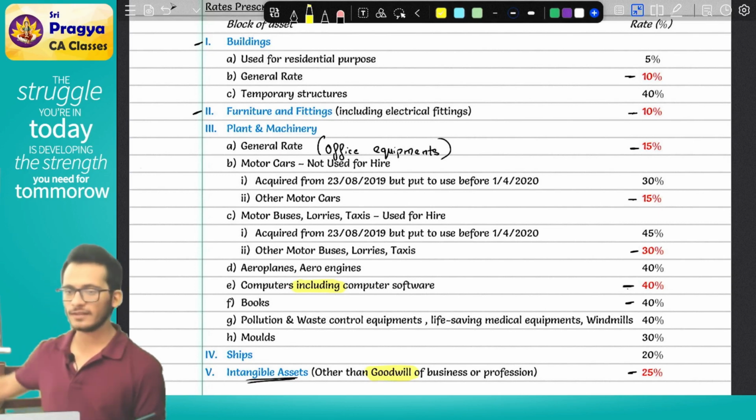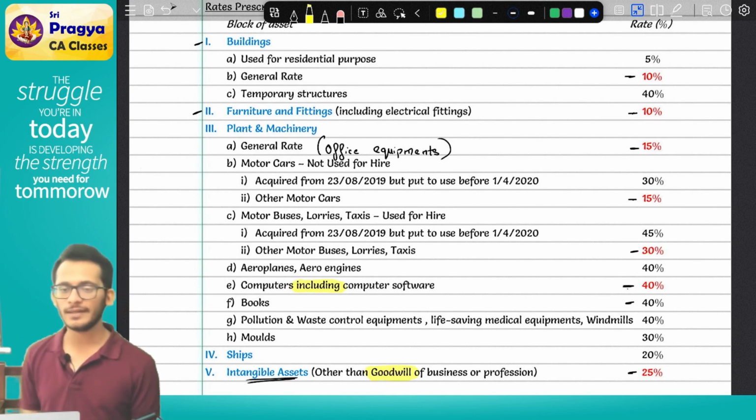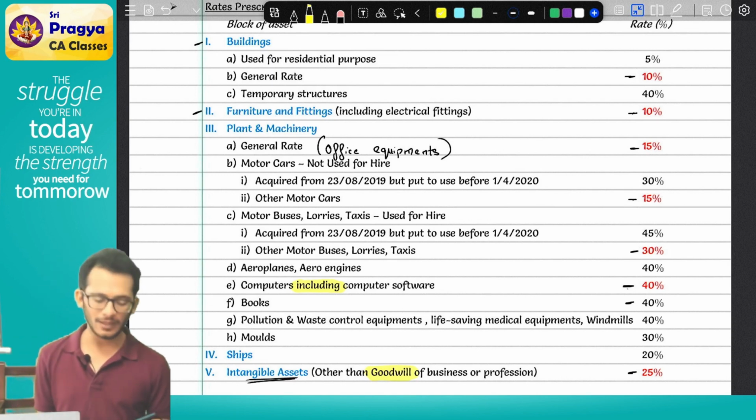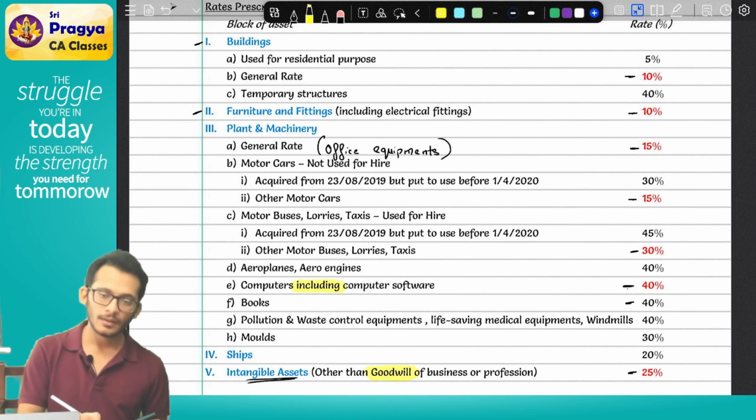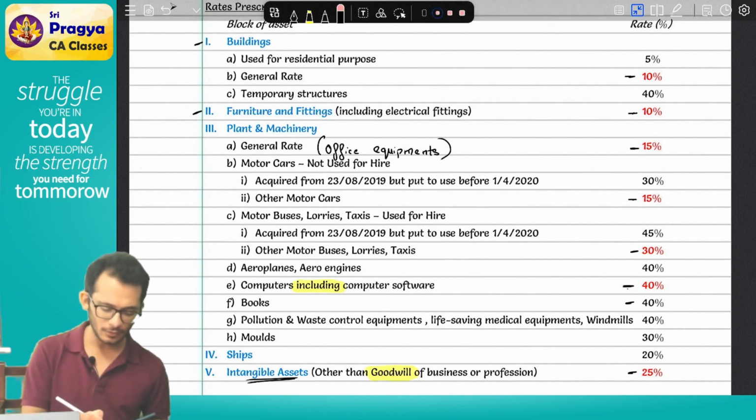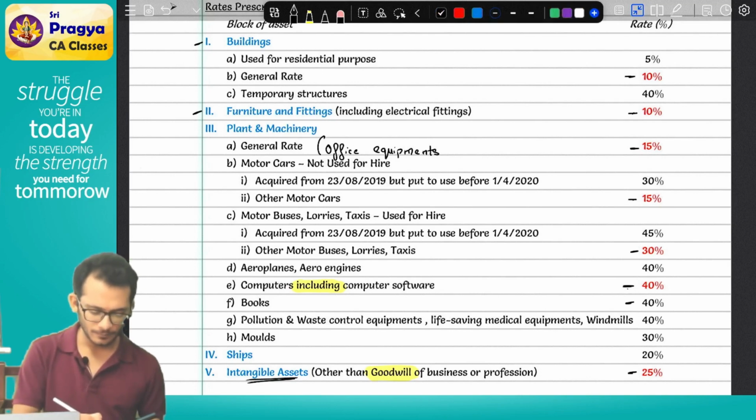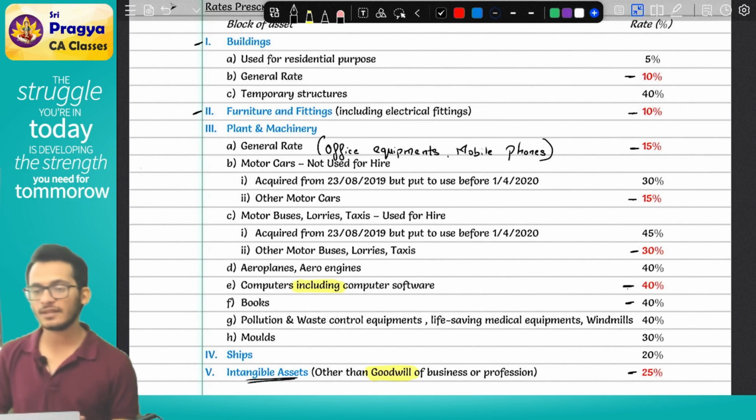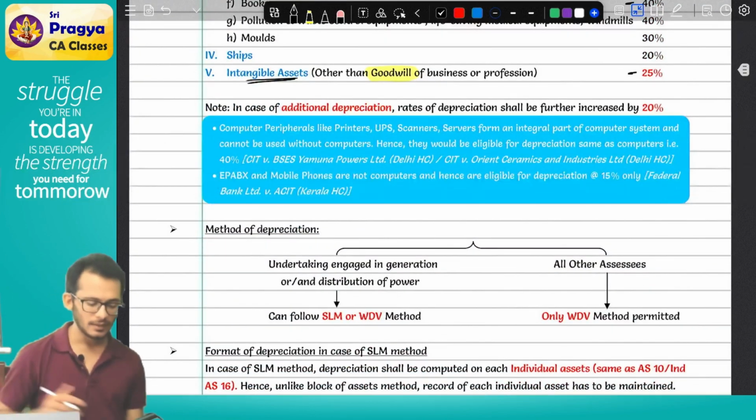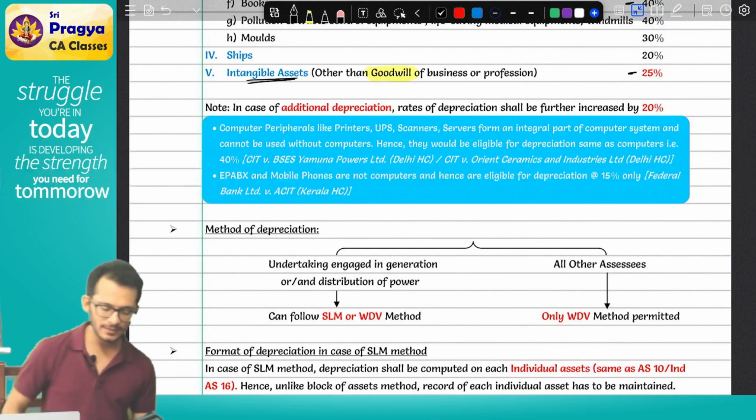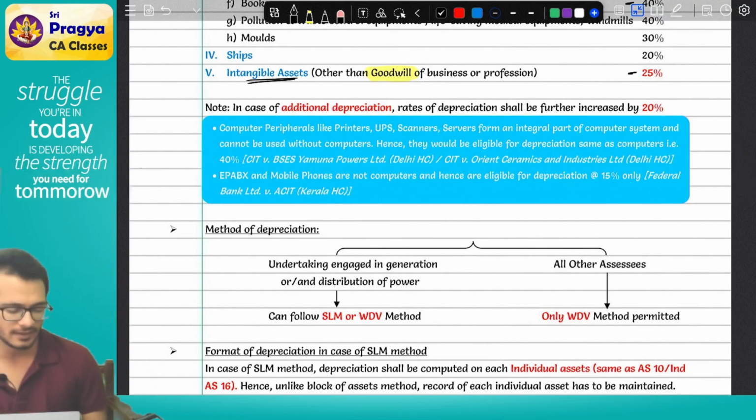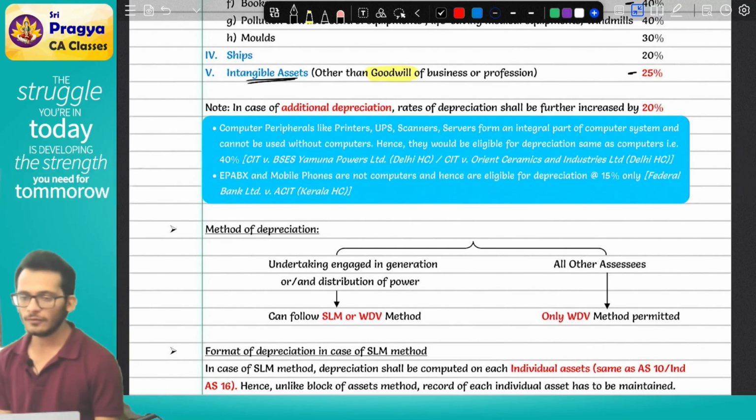Yes. So what is covered here is only computer. What is not covered here is mobile phones. If it is not covered as computers, it will automatically go to plant and machinery. Therefore, it is not just office equipment, it is also mobile phones which are covered as plant and machinery. Case law is on the bottom. It says EPABX and mobile phones are not computers and hence are eligible only for a depreciation of 15%.